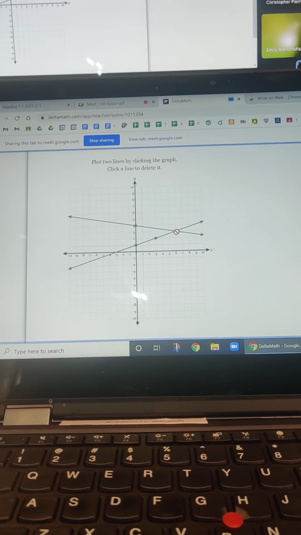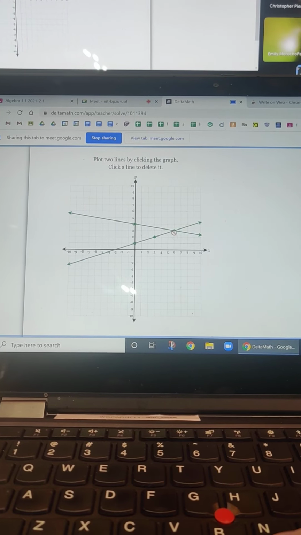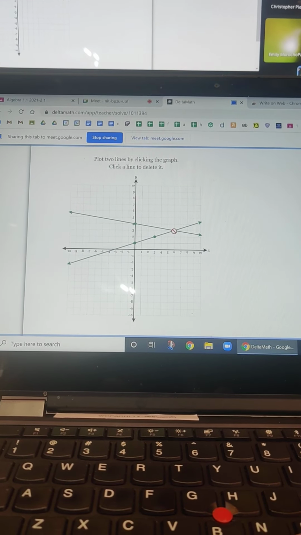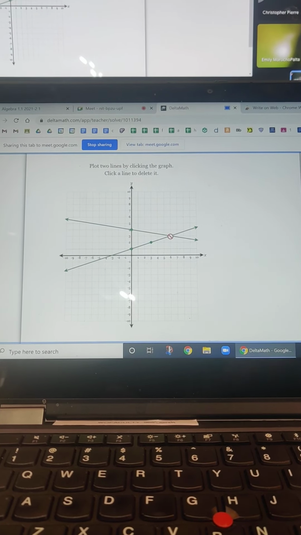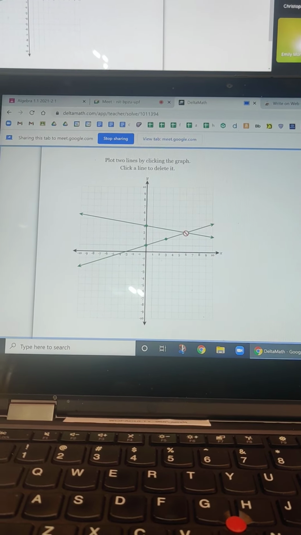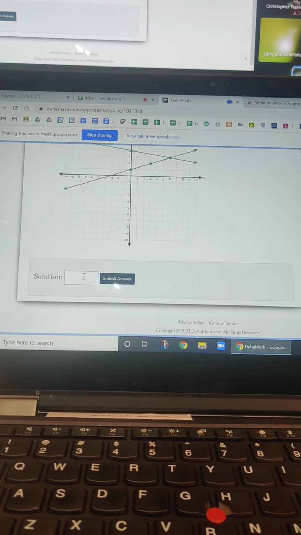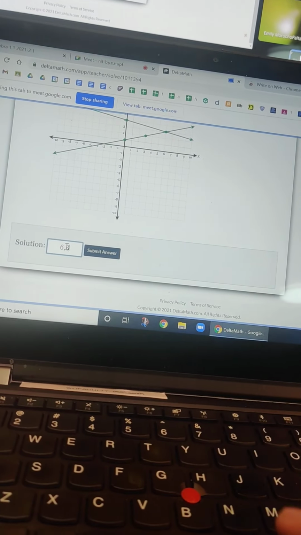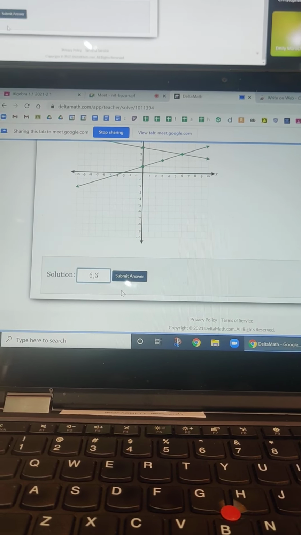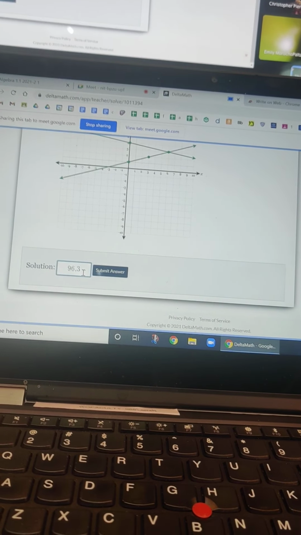All right, so my answer to this problem is 6, 3. That's the point, because that point is on both lines. All right, so that is the answer that they want. That's the answer I put in there. So let's see. So I go 6, 3. Now, how are they going to open it? I think they want parentheses. They probably want parentheses. Wait, hold on.